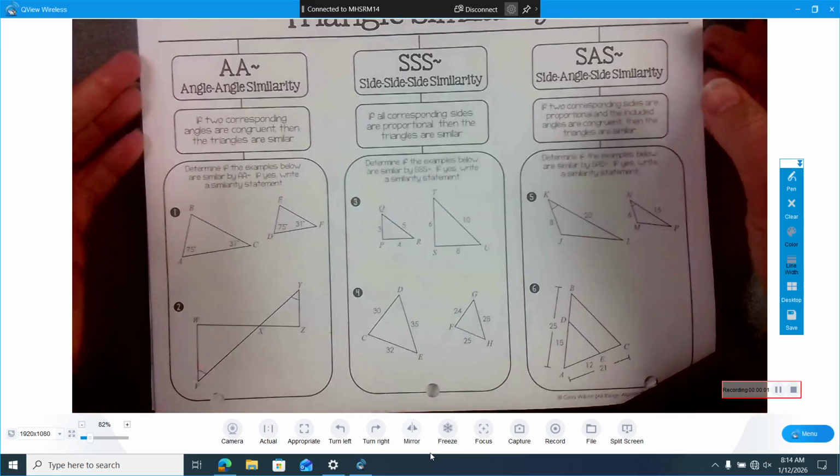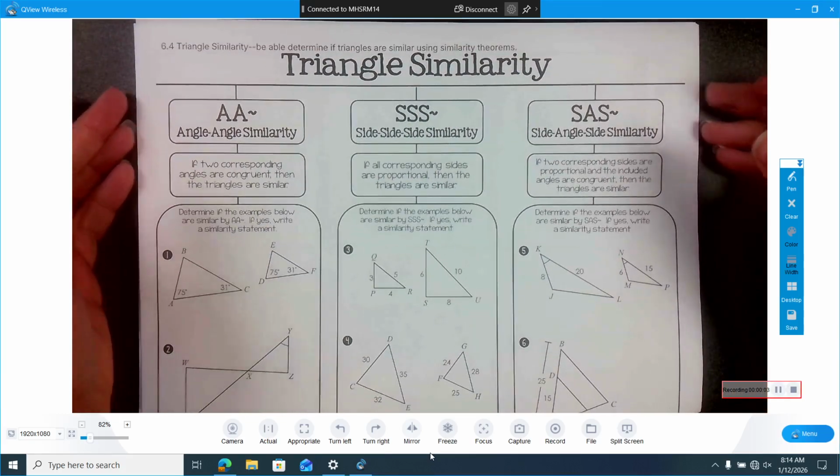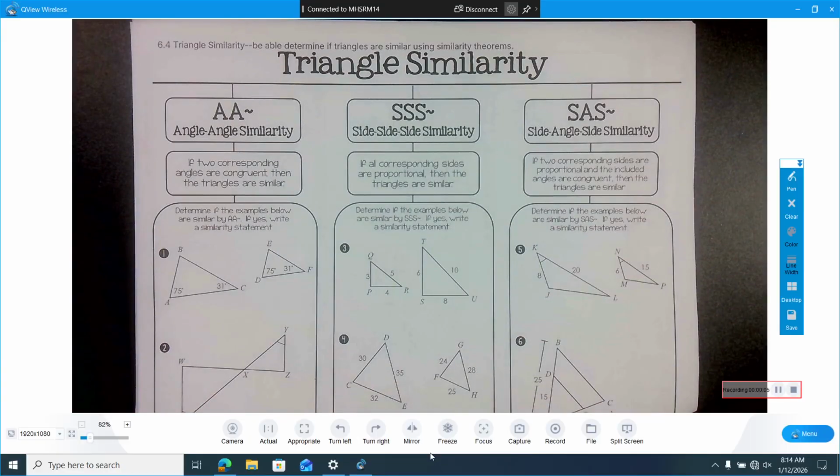All right, here we go, guys. We are looking at 6.4, Triangle Similarity today.